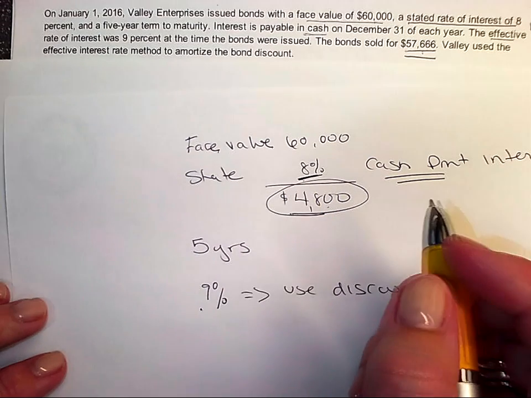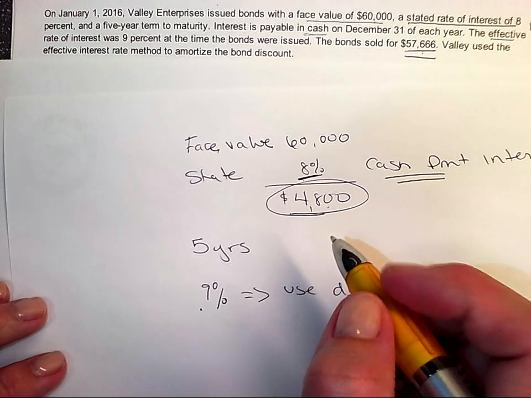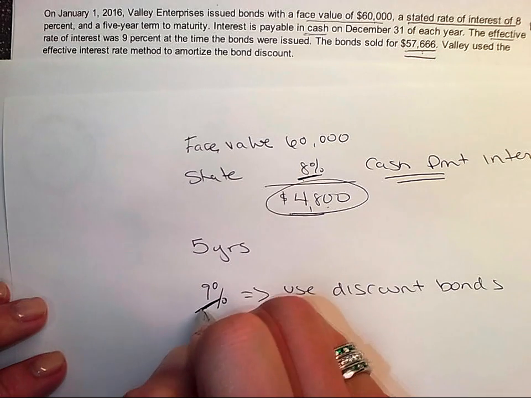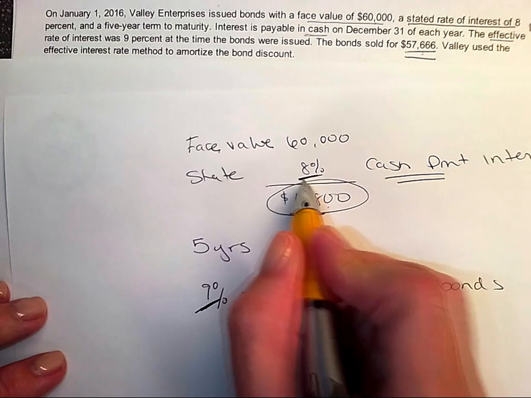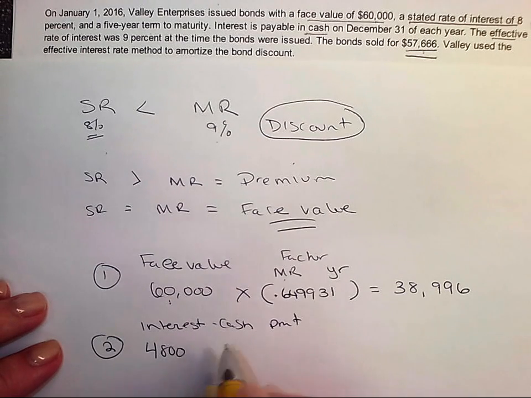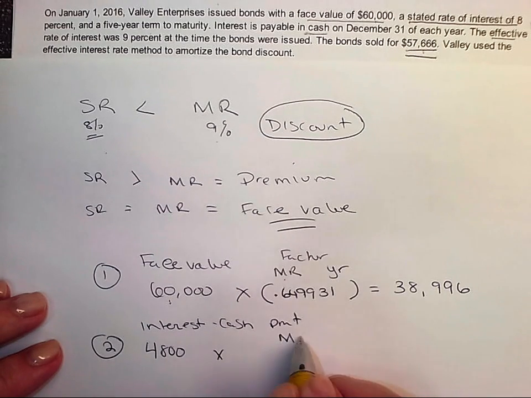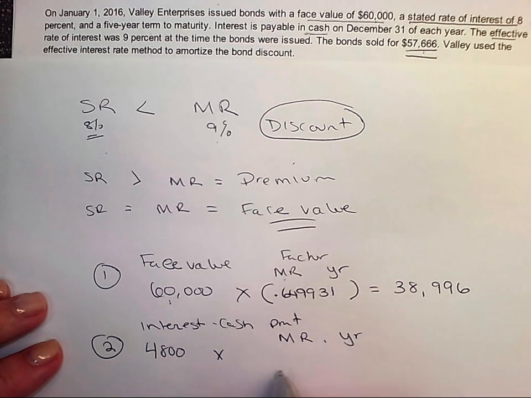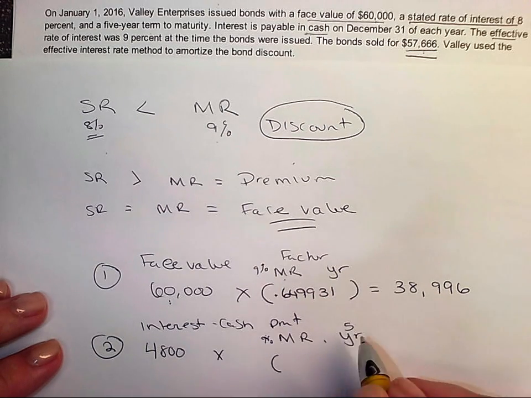There's many reasons for that. It might be that the company cannot afford to pay the cash interest of 9% every year. That's why they're issuing their own bonds. We can take the 4,800. Again, we're looking for our factor. In this situation, again, 9% because we're using the market rate. It's the only time we use the market rate, and the years.